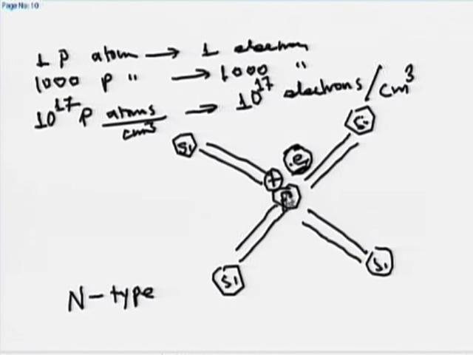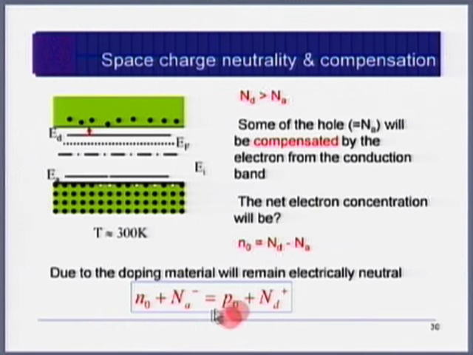So what is the net effect? The net charge in the semiconductor is zero. That is called charge neutrality. So the charge neutrality is maintained. By doping of the semiconductor, it does not become positively or negatively charged, it remains neutral, and this neutrality can be explained here.